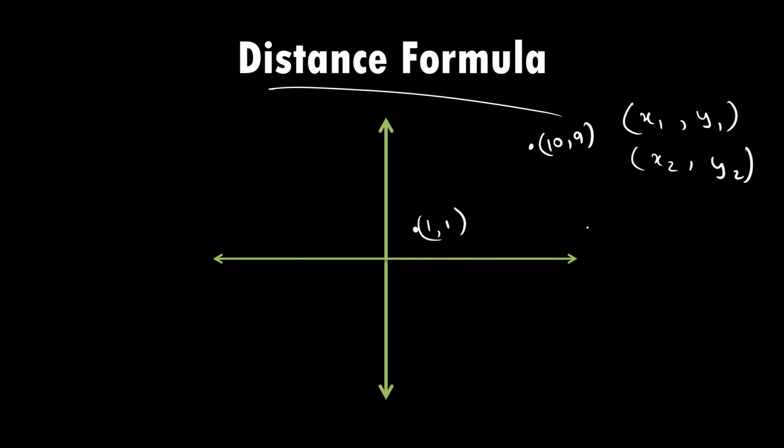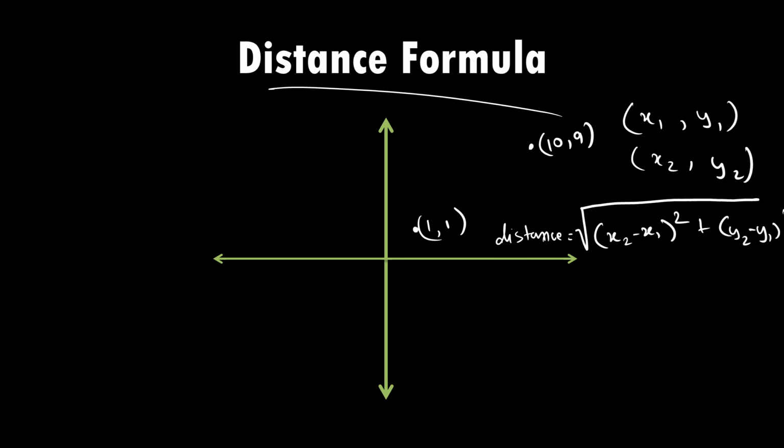So the distance formula states that the distance between these two is equal to the square root of (x2 minus x1) squared plus (y2 minus y1) squared. Now we can see how it is true. First we need to find the difference in x. What is this length? We can form a right triangle using these two points.